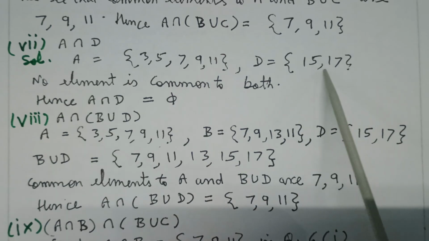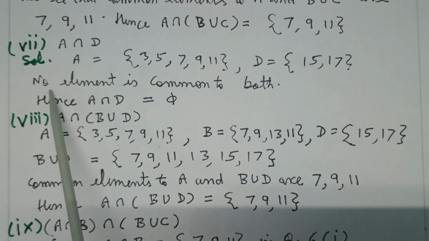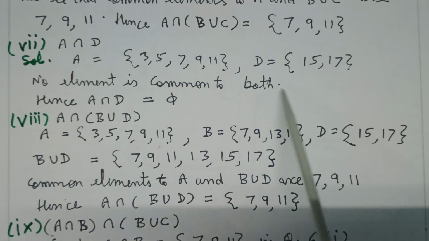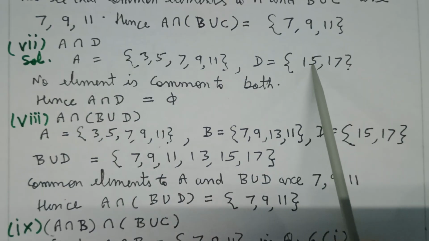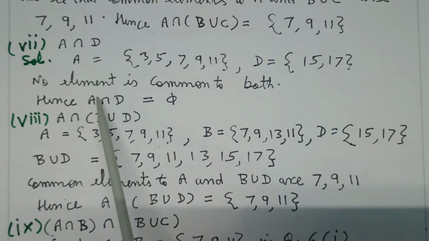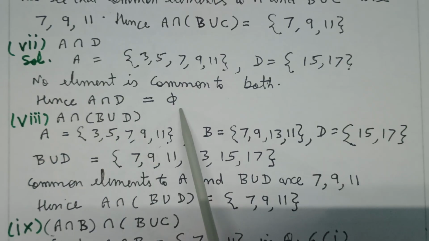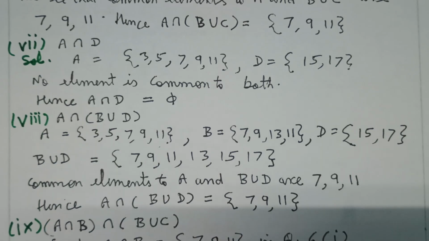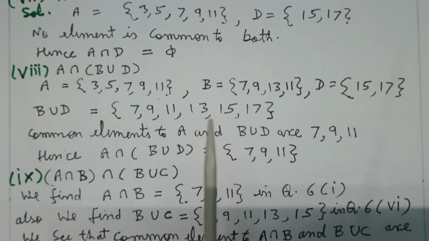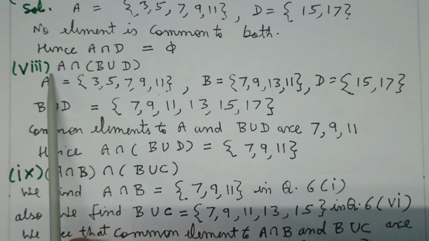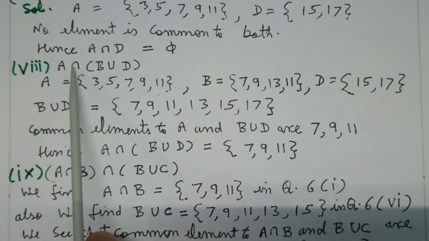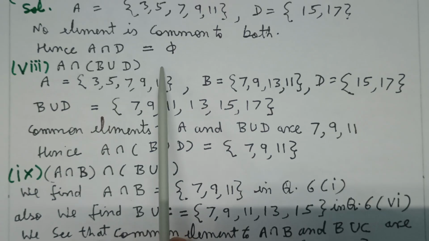D is equal to 15, 17. No element is common to both. A और D में कोई भी एलिमेंट कॉमन नहीं है. Hence A intersection D is equal to the empty set. Now eighth part, A intersection B union D.